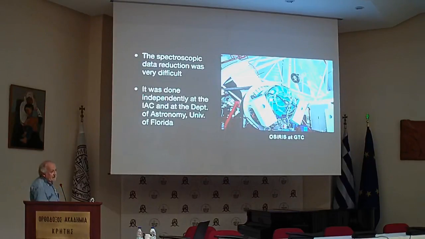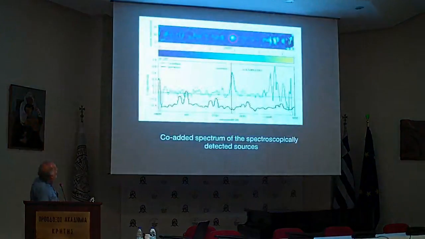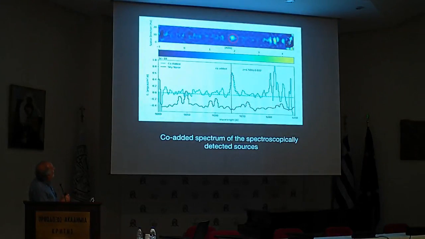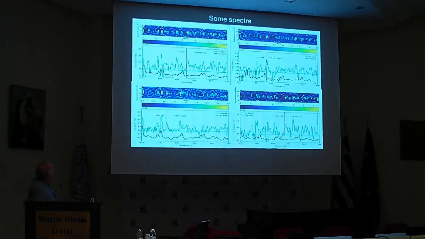As you can imagine, the spectroscopy data reduction was very difficult, and so we did it separately at the ISE, which is my institute, and at the Department of Astronomy of the University of Florida, which are part of the collaboration. This is a coadded spectrum. You can see the black spectrum down there is the sky noise, which in this area of the sky is full of lines.